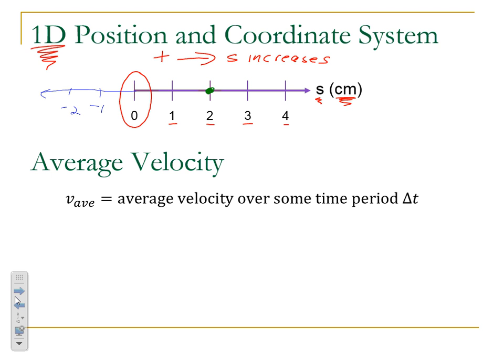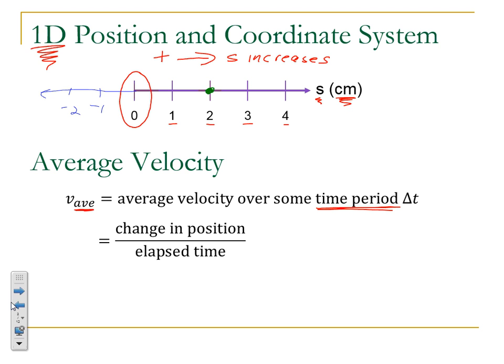Now I can define a velocity. In this case, it's going to be an average velocity over a period of time. And so that's an important point. The average velocity is defined over a time period, and we're going to use this AVE subscript to indicate our average velocity. So our average velocity is a change in position divided by the time it took to move that distance, that change in position.